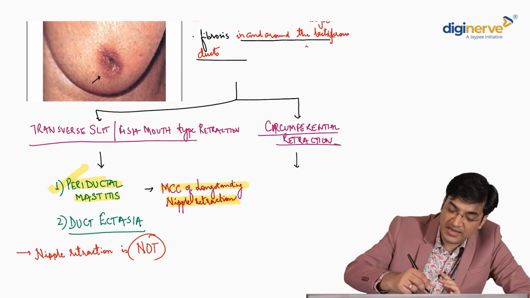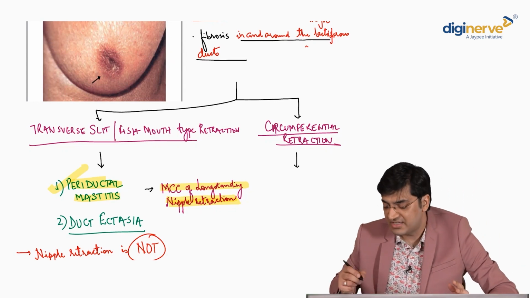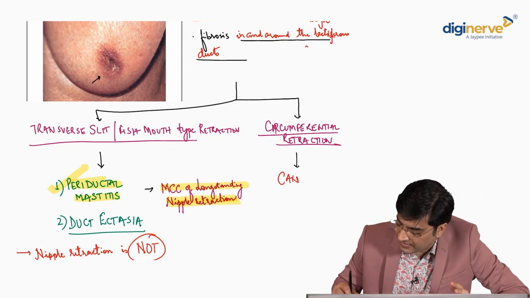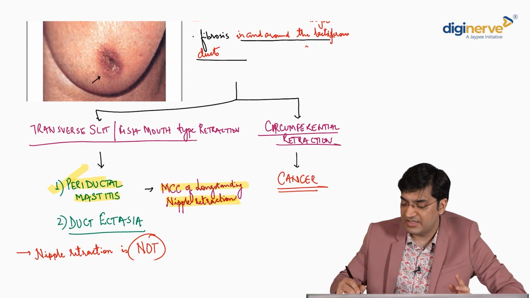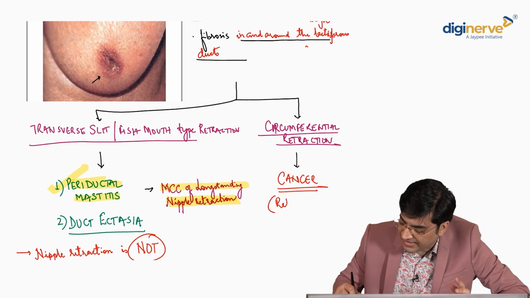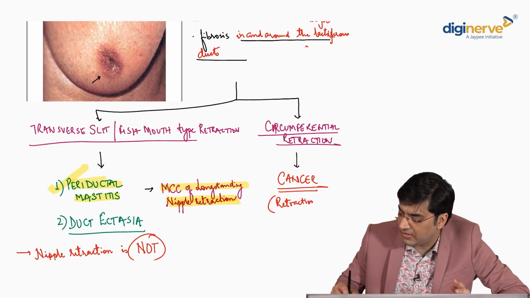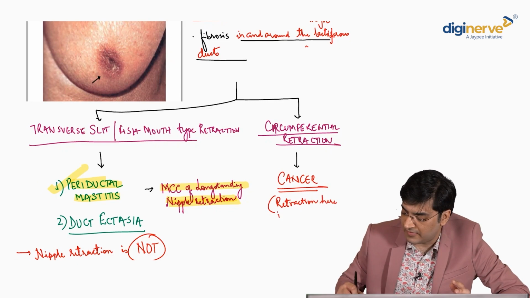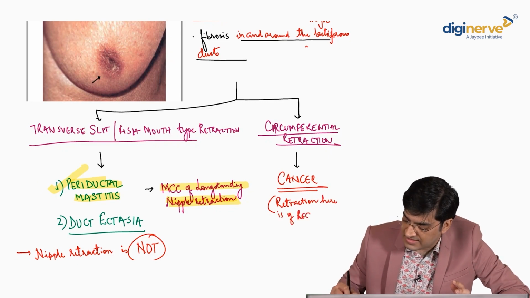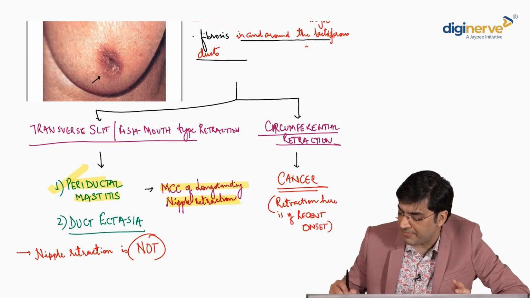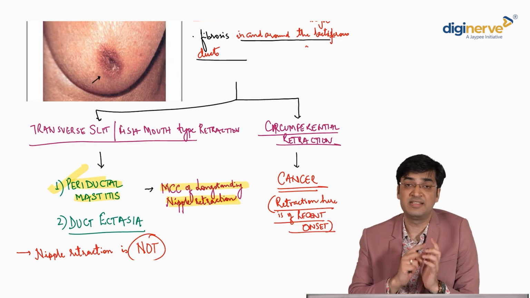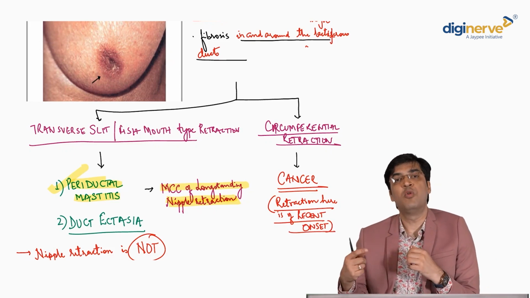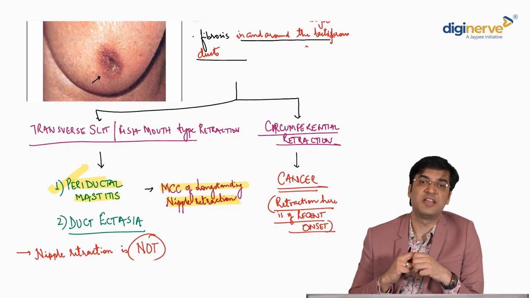Now, what is the reason for circumferential retraction? It is cancer. What is more important than the circumferential retraction is that the retraction here is of recent onset. So, if the question mentions that retraction has happened recently, within a short duration of time, and it is circumferential, this is more suggestive of a carcinoma.